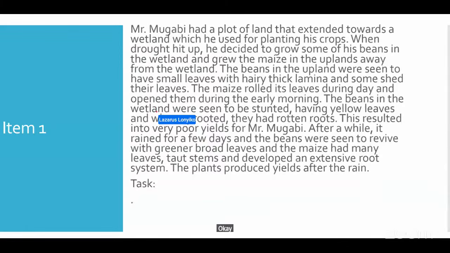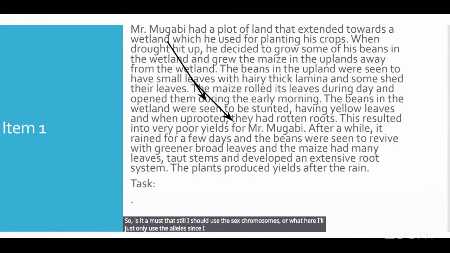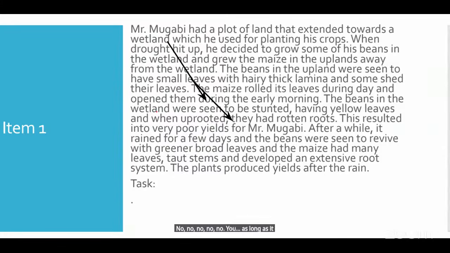Good evening, sir. Good evening, Sarah. Okay, so my question is, in genetics when you're given the scenario, especially the sex linked disorders, and they've not given you the sex of the baby, is it a must that I still use the sex chromosomes, or here I'll only use the alleles since I don't know the sex of the child? No. As long as it is hemophilia, you use sex linkage. Okay, sir. Thank you.